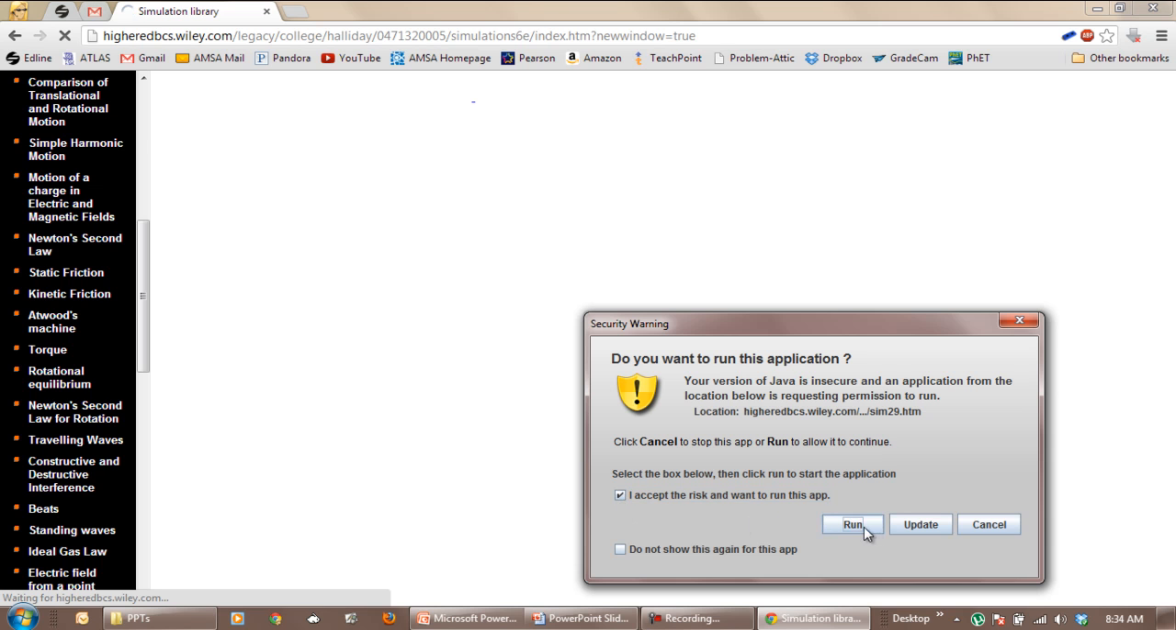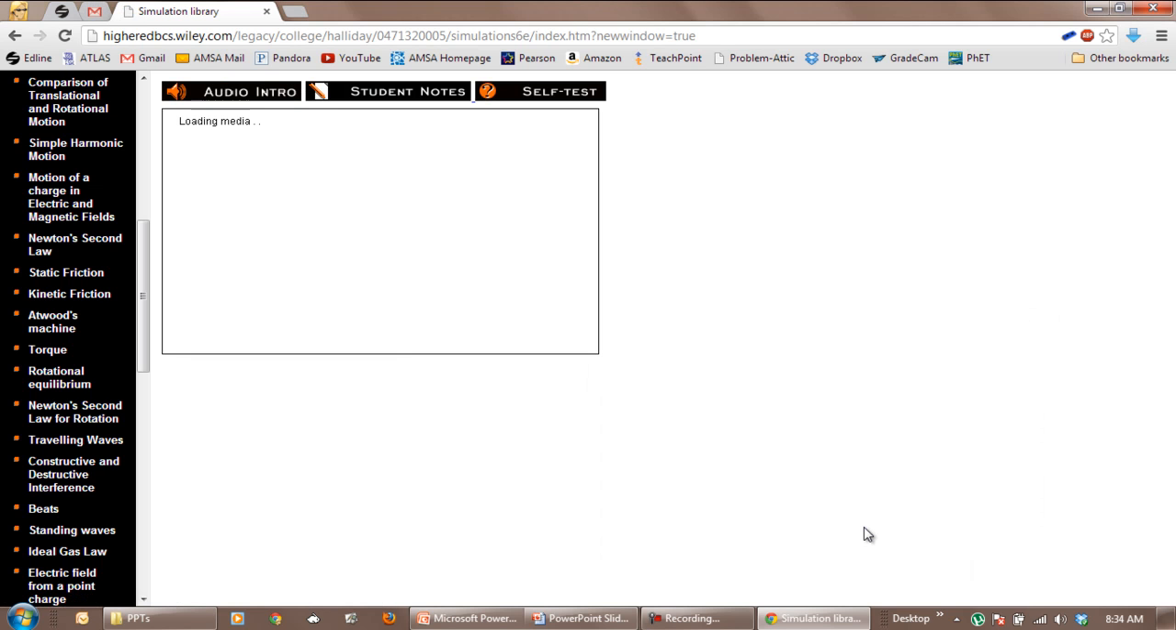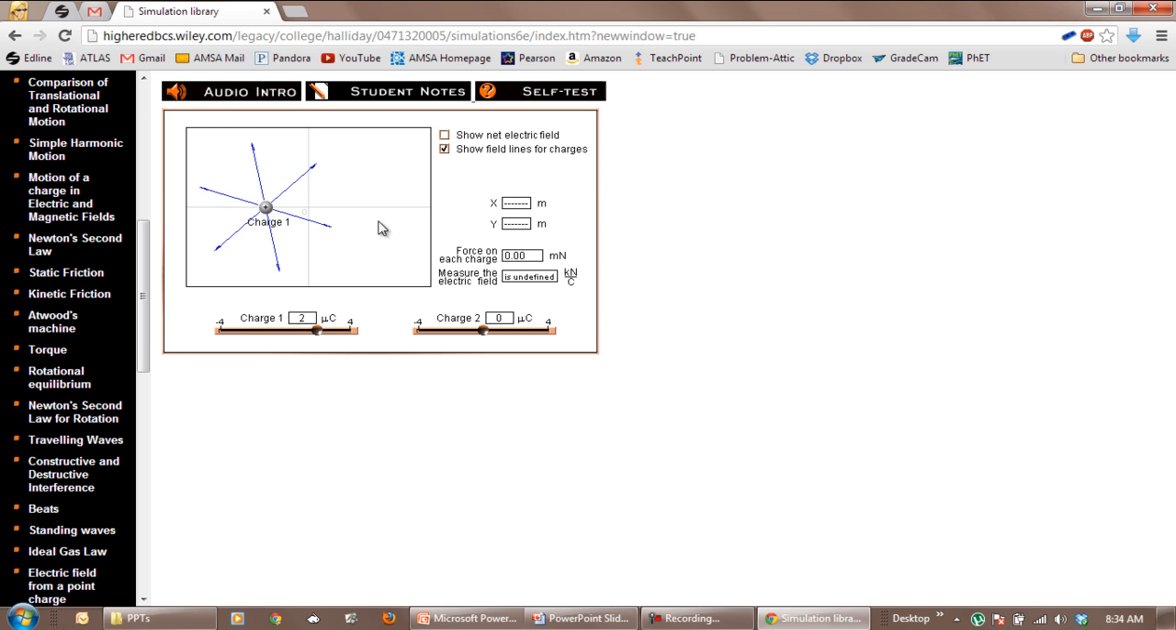Yes, I accept the risk and want to run this application, even though I hate Java. And I believe on the PowerPoint notes that I uploaded on Edline you can actually click on this directly from there and it'll take you to this page too. I think I did the hyperlink correctly. Alright, so here we go.